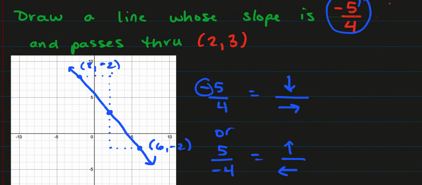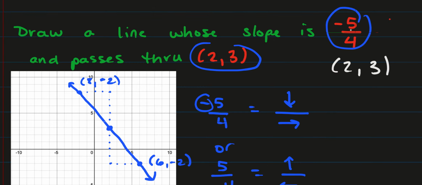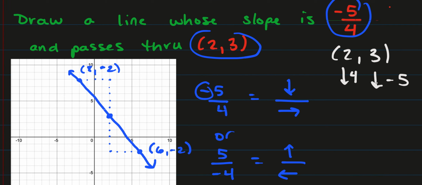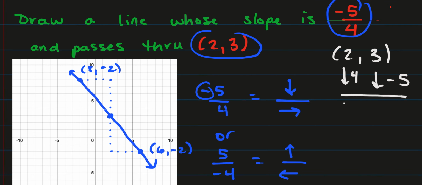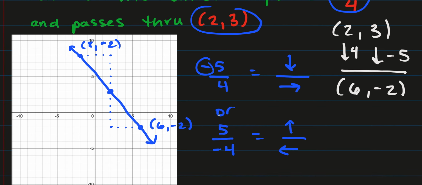Again, I could just use this point to figure out these 2 points. So I have 2, 3, and this is negative 5 over 4. So this number is negative, which means I'm going down, so I subtract 5. And this number is positive, so I'm going to add 4. And if I do that, I'll get 6, negative 2. 3 minus 5 is negative 2, which is what I got before.